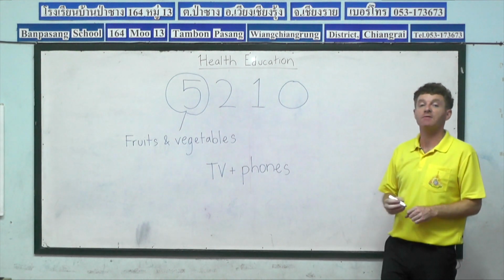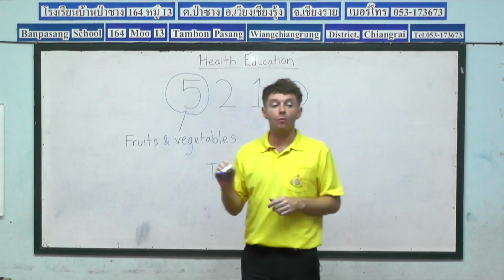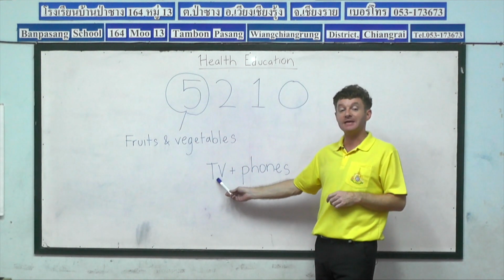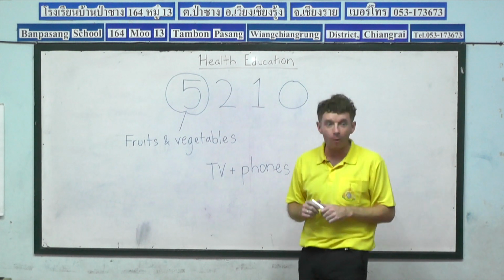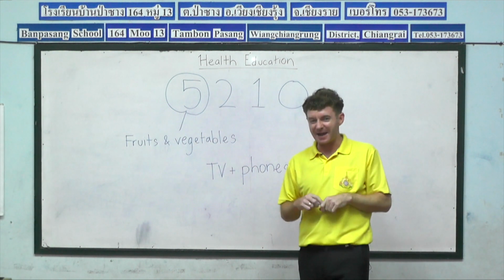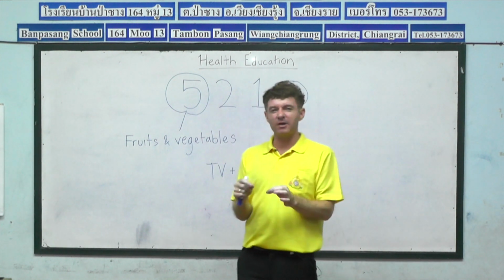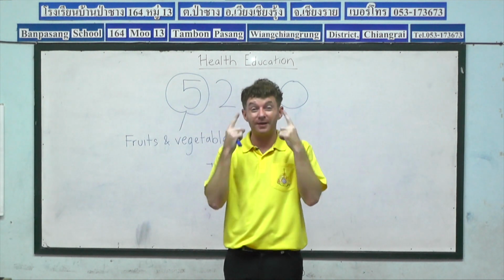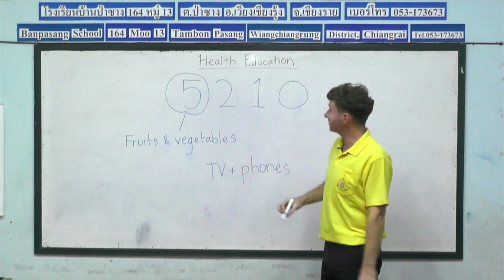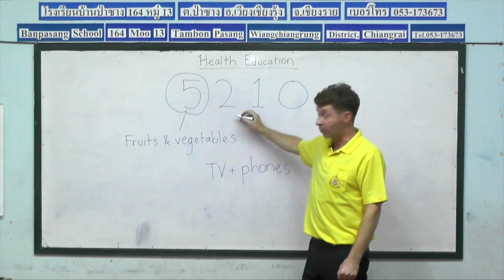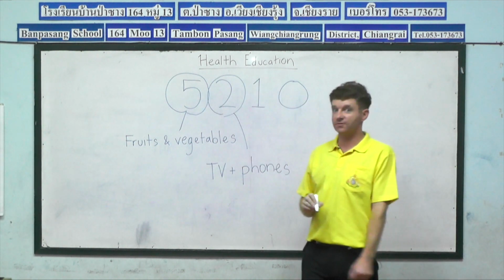TV and phones. Now, how many hours per day do you think we should spend either watching TV or playing with our phones? 2. Not 1. We can have a little bit more than 1. We can have 2. Because if we sit in front of a screen all day or use the telephone, it will hurt our eyes. So we're recommended per day only to have 2 hours of TV or phone time.